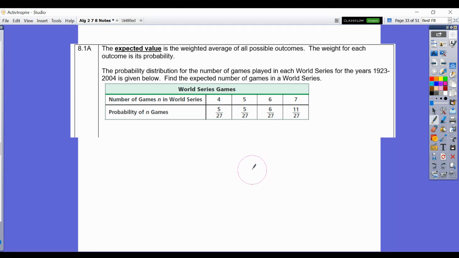All right, so what is expected value? It's the weighted average of all the possible outcomes. So to find that, we're going to multiply the number of games by the probability of that. Okay, so this is 20 over 27 plus, and 5 times 5 is 25 over 27 plus 6 times 6 is 36 over 27 plus 7 times 11 is 77 over 27.